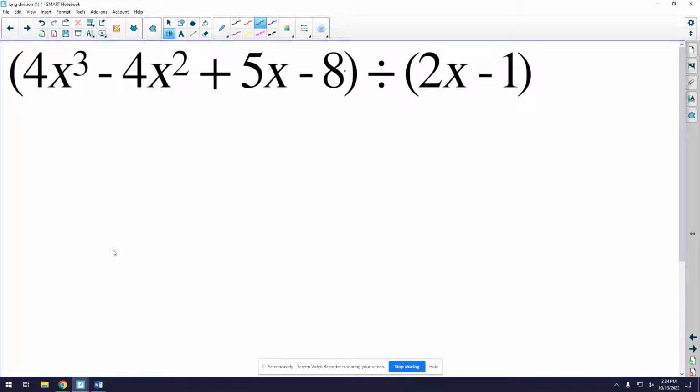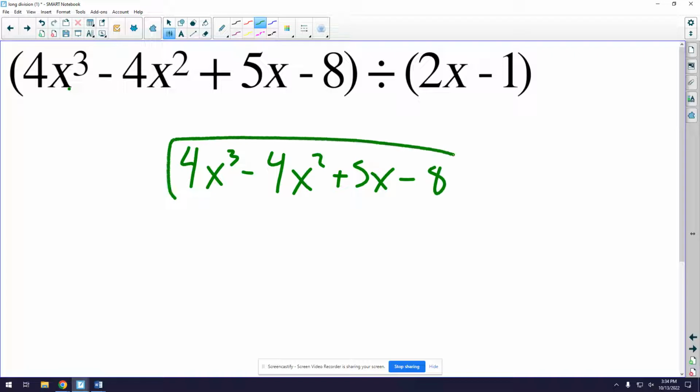So you're going to want to take this first one and double check. I have x to the third, x squared, x, and then nothing. They're in order, nothing is missing. So I'm going to take that, and I'm going to be dividing it by 2x minus 1.